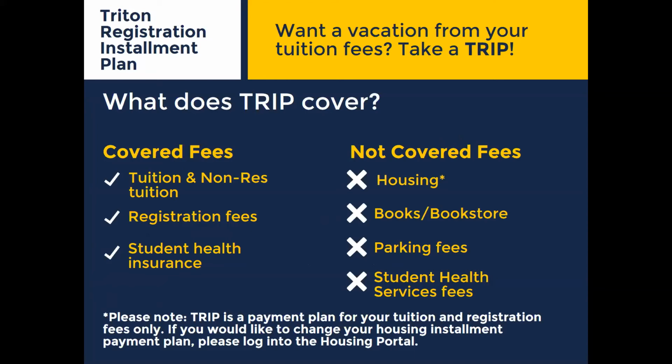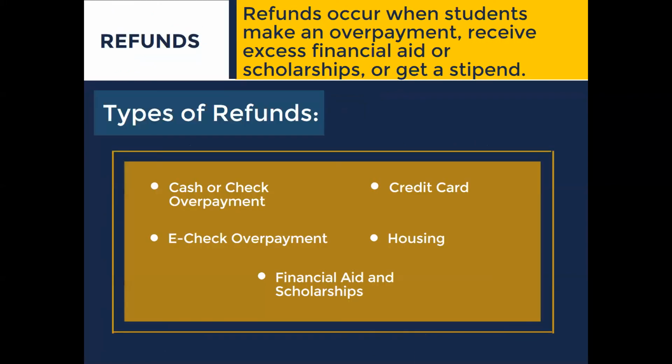If for fall 2020 you enroll in TRIP, you'll pay for 1/3 of your tuition and registration fees in September, the second third in October, and the last third on the November due date. TRIP does not cover housing or other miscellaneous fees. However, if you'd like to pay your on-campus housing fees monthly as well, you do have this option, which can be done using the housing portal.